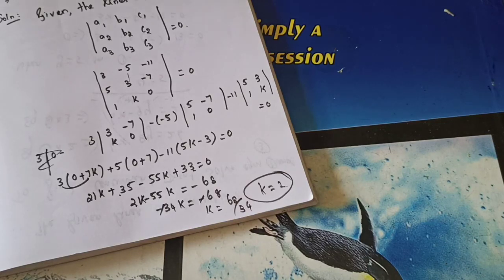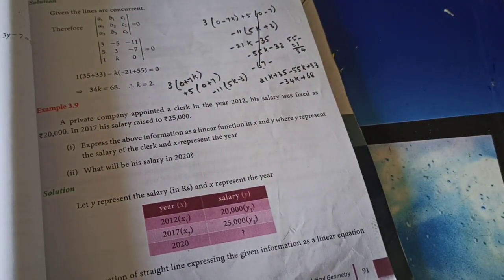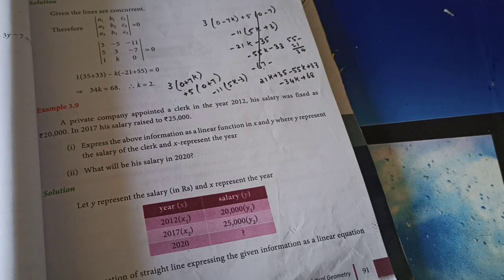Okay. Now all of you take out your books, please. The next question is somewhat big, so I will read the question from your book. A private company appointed a clerk in the year 2012. His salary was fixed as 20,000. In 2017, the salary rose to 25,000. Express the information as a linear function in x and y, where y represents the salary of the clerk and x represents the year.